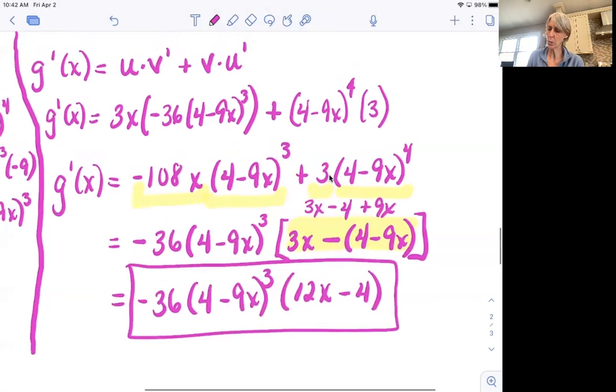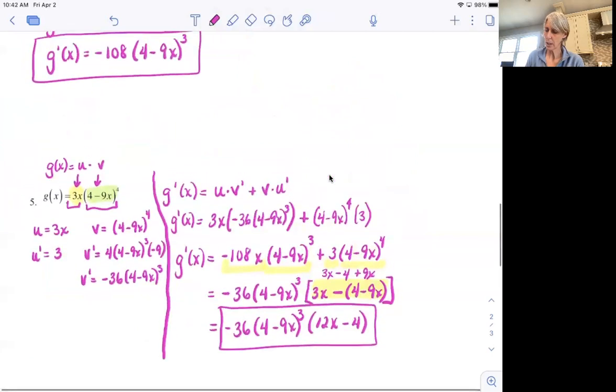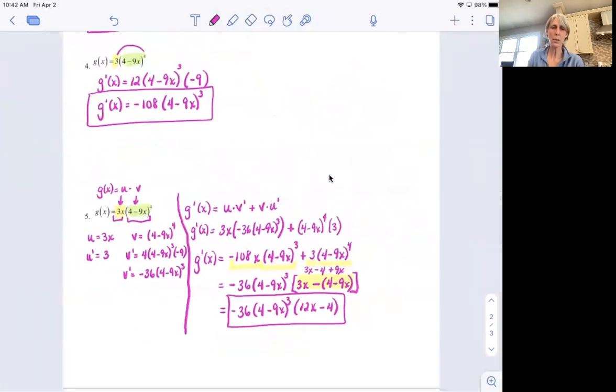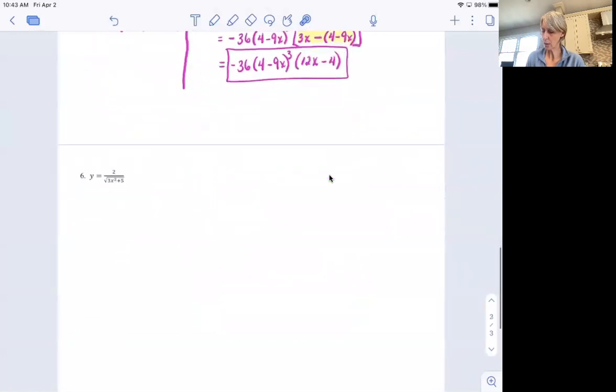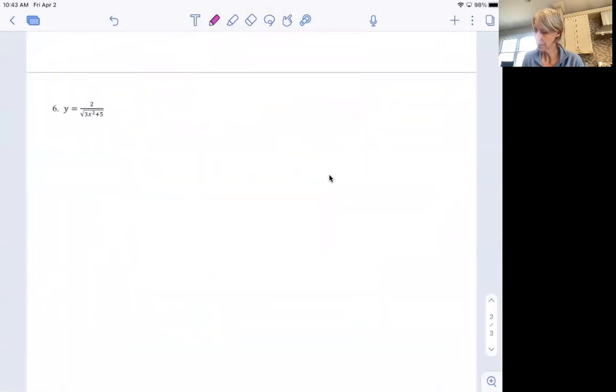And again, this was a tricky one. I don't think I would give something like this on a test at this point. I just wanted you guys to see the difference of what to do when it's just a straight coefficient in front and when you have something that has a variable in front. Okay. Let's just try one more before we end.